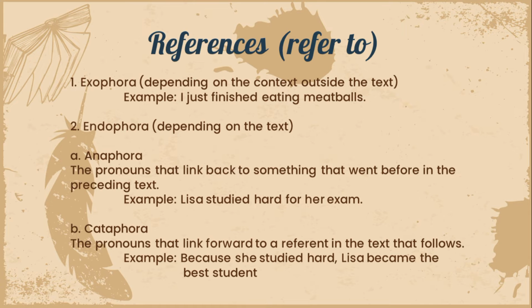And the second is cataphora. Cataphora is the pronouns that link forward to a referent in the text that follows. The example is, because she studied hard, Lisa became the best student. Here, the pronoun she is linked forward to Lisa.